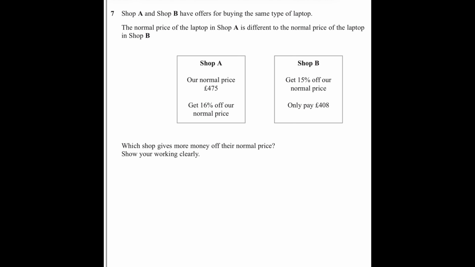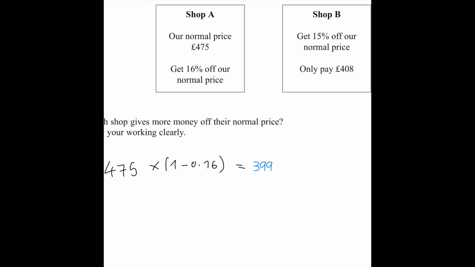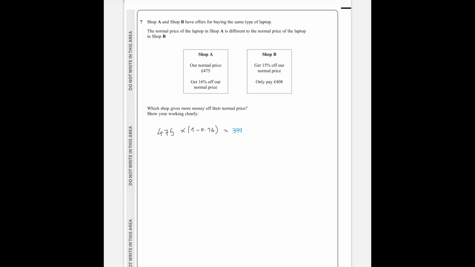So in Shop A, the normal price is £475, and you get 16% off, so it's going to be that multiplied by 1 minus 0.16, which equals, if you do it in the calculator, 399. Actually, I'm going to check that because I don't trust that. Okay, never mind, it is right. So 399 is going to be the amount you pay for a laptop in Shop A.